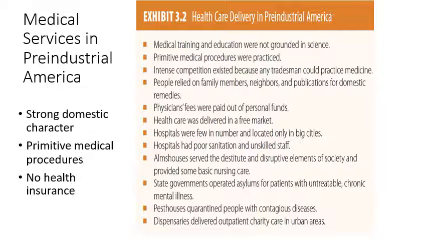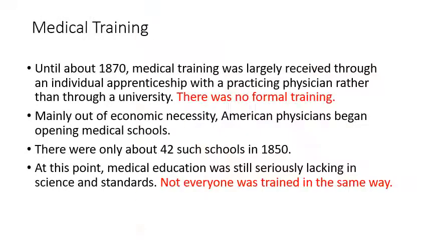Hospitals were few in number and located only in big cities. Hospitals had poor sanitation and unskilled staff. Almshouses served the destitute and disruptive elements of society and provided some basic nursing care. State governments operated asylums for patients with untreated chronic mental illness. Pest houses quarantined people with contagious diseases. Dispensaries delivered outpatient charity care in urban areas.